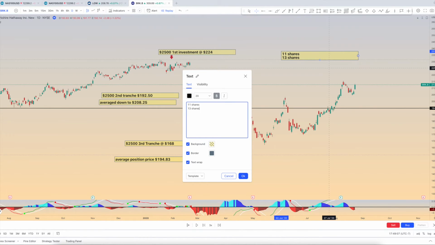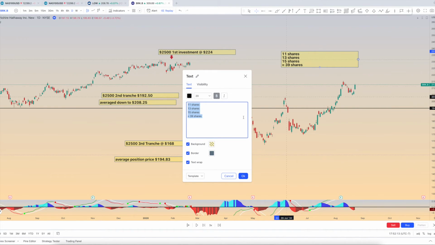All right, so we'll do that math in just a second. Your third tranche, you got 2,500 divided by 168. You ended up buying 14.88 shares, so let's just round that up to 15 shares. So now you have a total of what? 39 shares, correct? So now your original price of 224 plus the 13 plus the 15, right? You actually ended up averaging down lower than what I have right here at 194.